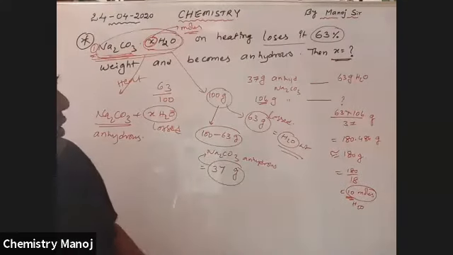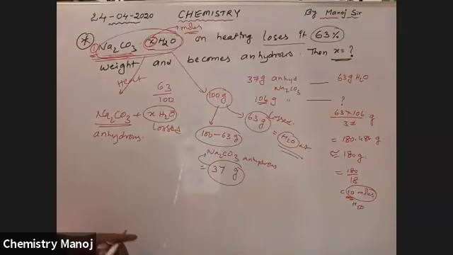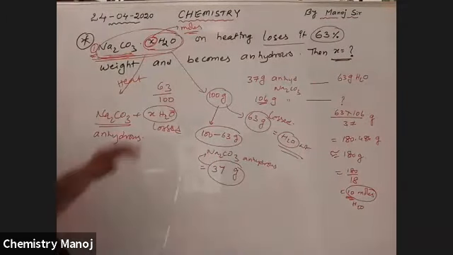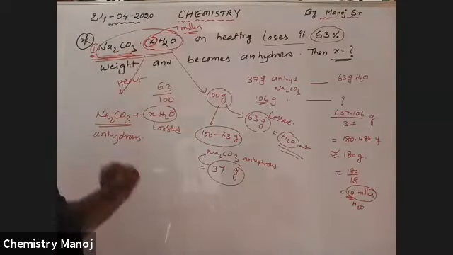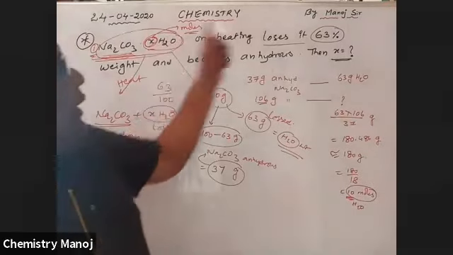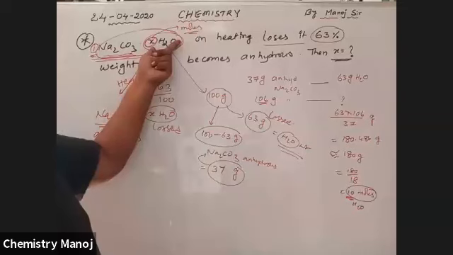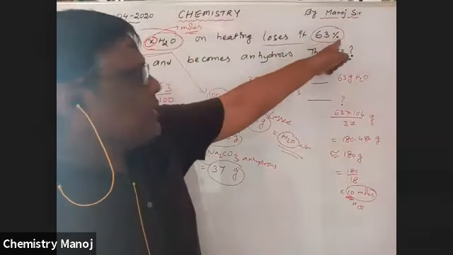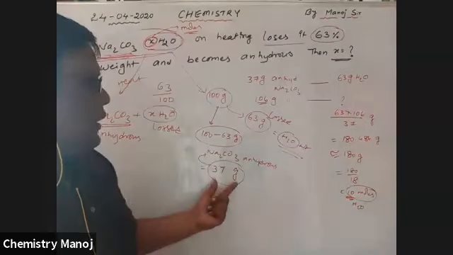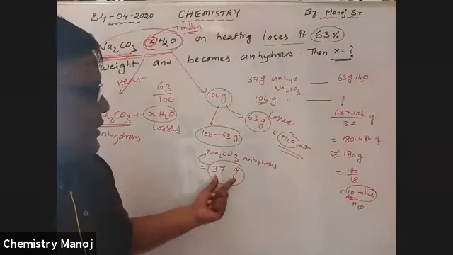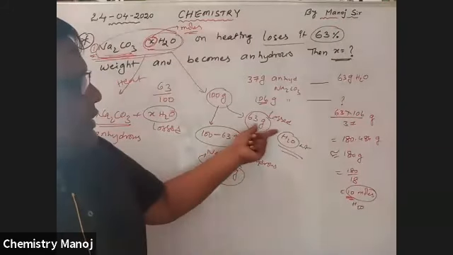Please explain the last step. What is that? See here. 1 mole Na2CO3 contains X moles of water. On heating, there is a 63% loss. The last one is totally water. Because it is a percentage, 100 grams contains 63 grams of water and the remaining part is anhydrous. That means 37 grams of anhydrous Na2CO3 contains 63 grams of water.